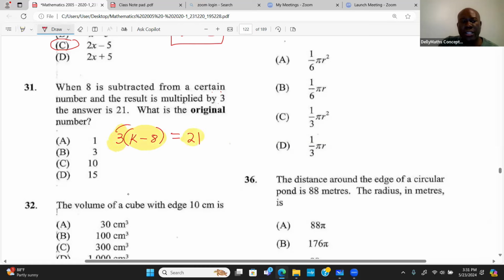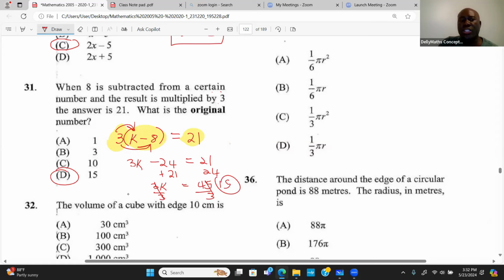What is that number? Let us solve this, right, by distributing. So 3 times k will give me 3k. 3 times negative 8 will give me negative 24. And this is equal to 21. I'm going to add 24 to both sides. So 3k is equal to 45. Then I'm going to divide by 3. So you could see here that k is 15.